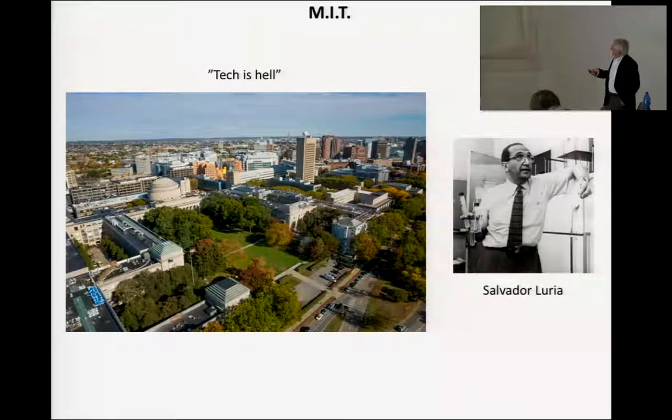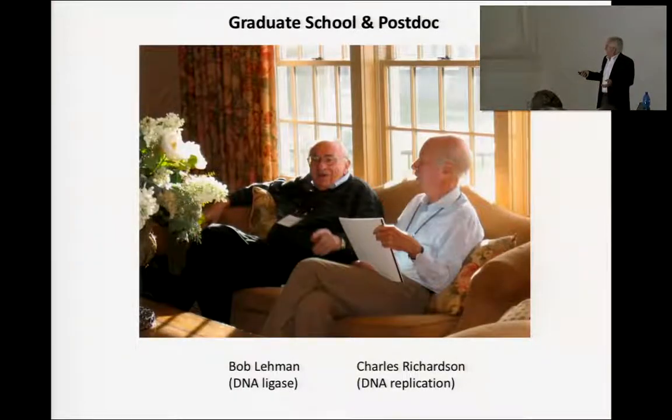And my undergraduate advisor was Salvador Luria, one of the fathers of molecular biology, and he was extremely kind to me. And it was during that period that I became interested in the origin of mutation, the nature of something called genetic recombination, and it seemed very clear to me that this could only be understood in terms of DNA biochemistry. So I went to graduate school at Stanford, where I worked with Bob Lehman, and then I did a short postdoc at Harvard Medical School with Charles Richardson, two of the world's great DNA biochemists, and also wonderful human beings. And I learned to do science working with these men, especially Bob, and I regard the time I spent in their lab as highlights of my scientific career.